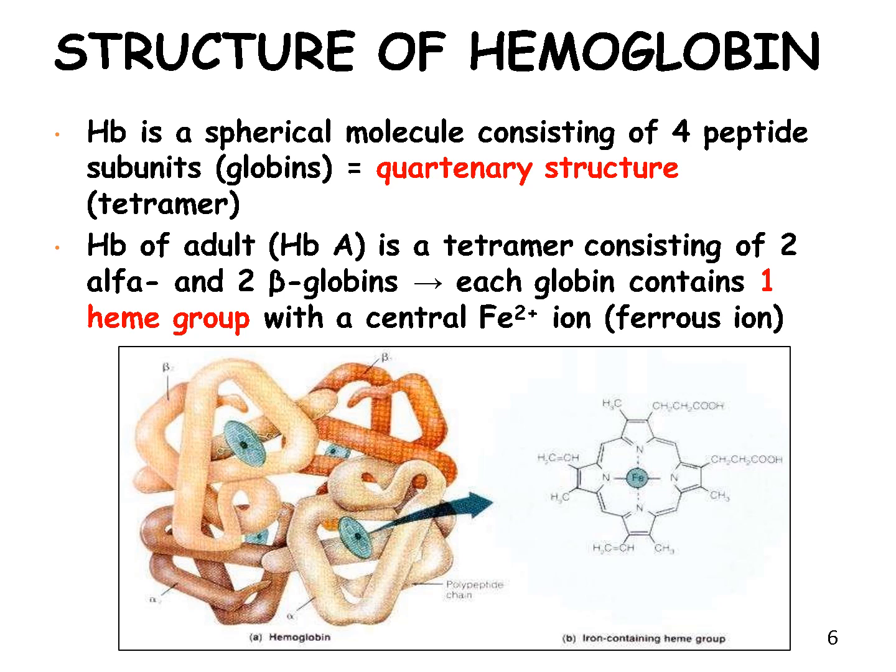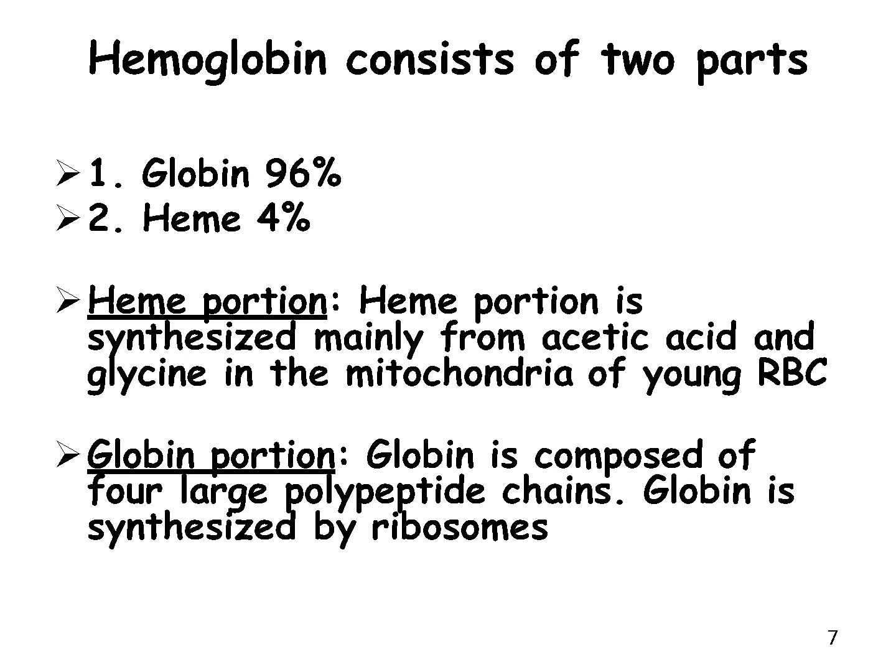Hemoglobin is a spherical molecule consisting of 4 peptide subunits, globins, in the form of a tetramer. Hemoglobin of adult HbA is a tetramer consisting of 2 alpha and 2 beta globins. Each globin contains one heme group with a central ferrous ion. Hemoglobin consists of two parts: globin 96%, heme 4%. Heme is synthesized mainly from acetic acid and glycine in the mitochondria of young RBCs. Globin is composed of 4 large polypeptide chains and is synthesized by ribosomes.